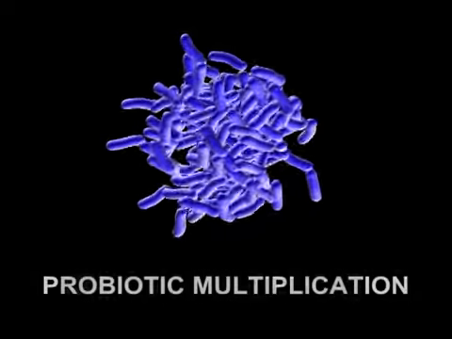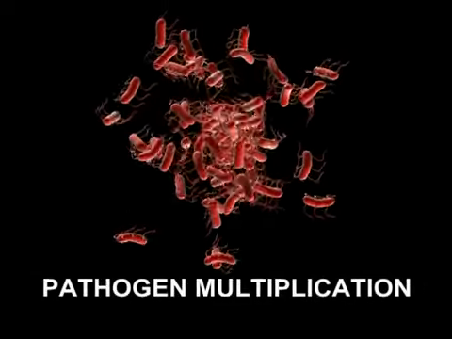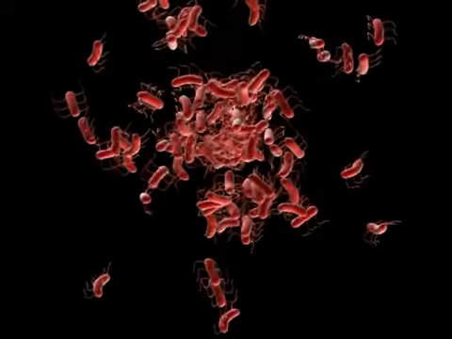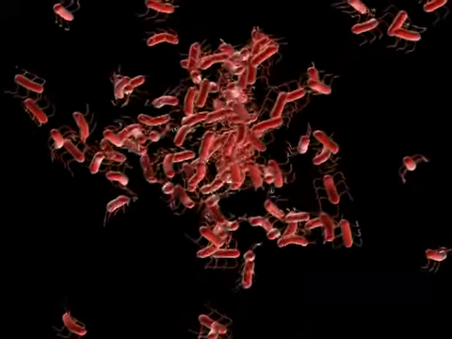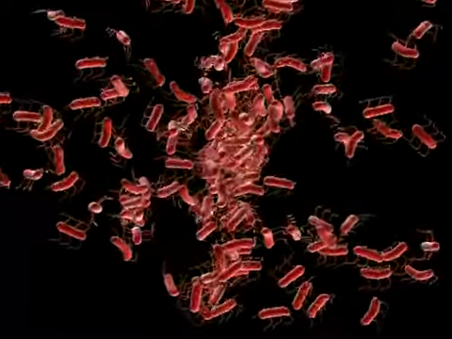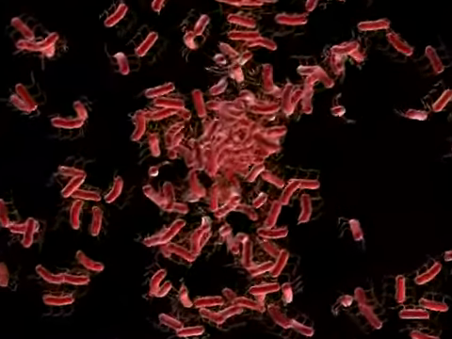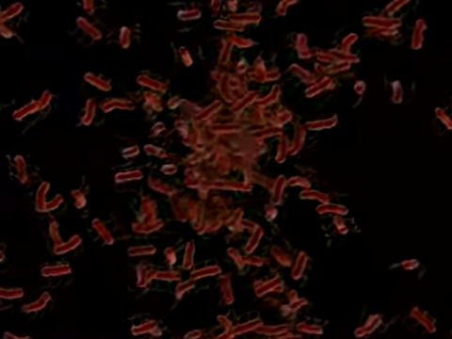This scene shows the probiotic bacteria multiplying. Of course, pathogenic bacteria can also multiply in the same way. Probiotic bacteria have thus developed methods to prevent, reduce, or eliminate the growth and colonization of pathogens within the gut. These methods are shown through three main mechanisms of action.